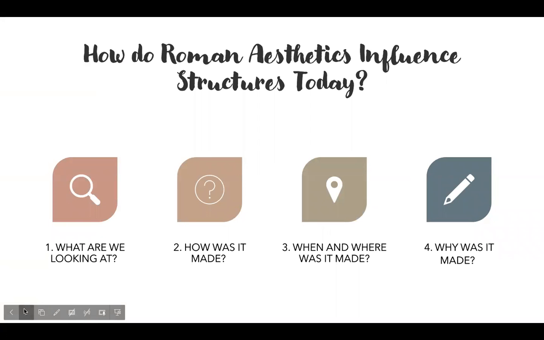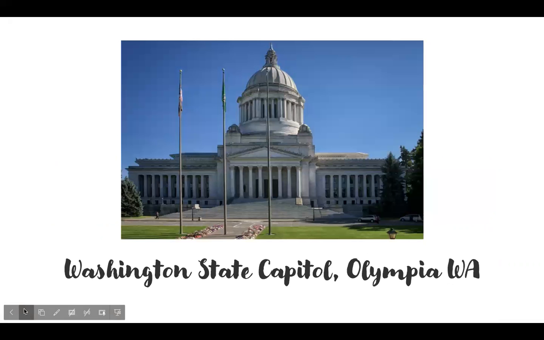So again, just kind of what we're looking at. So what are we looking at? How was it made? When and where was it made? And why was it made? You know, the big questions that we always look at in class. So I chose to talk about the Washington State Capitol building in Olympia, Washington. It was rebuilt in 1928, and that's what's shown here in this picture.